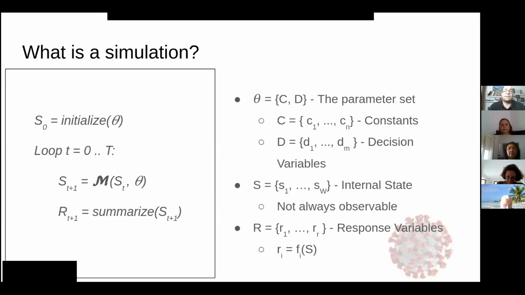We have this parameter set divided basically into two subsets: the constants, which are the demographic, social, and epidemiological variables, and the decision variables, which are the social aspects on which we can make interventions. We have the internal state of the system that, for the most part, we can't observe. And we have the response variables, which are statistics about that internal state that we cannot directly observe. So the simulation iterates over the internal state of the system, observes these response variables, and tries to make interventions in the decision variables to achieve certain desired response variables. This is what we're going to do here.